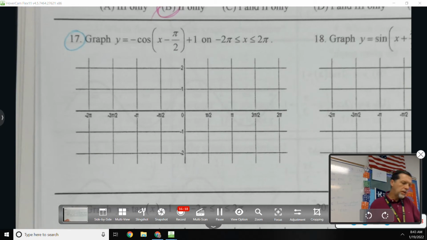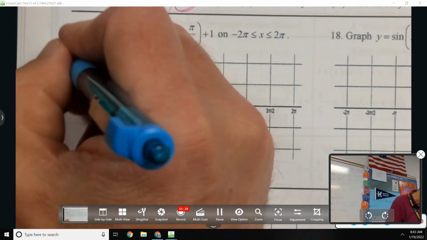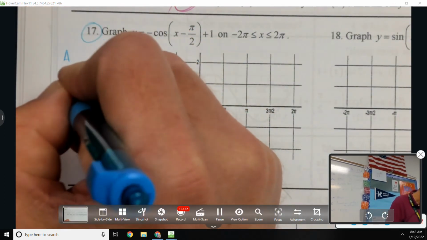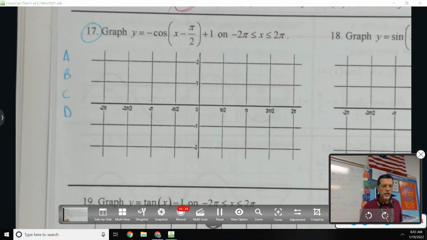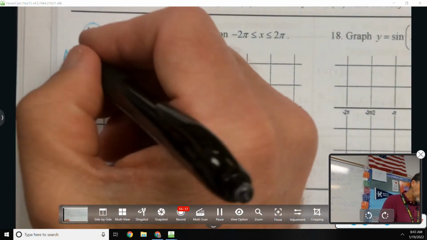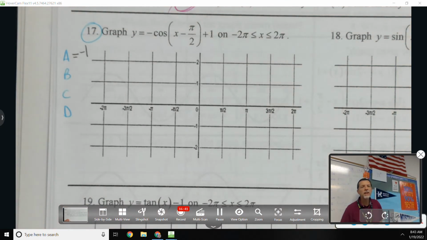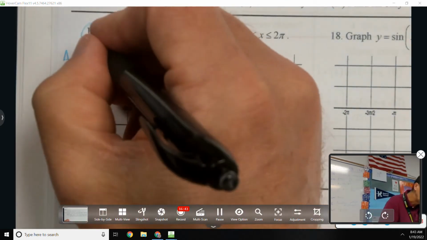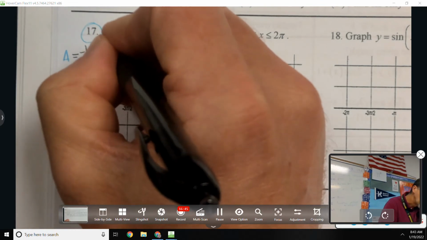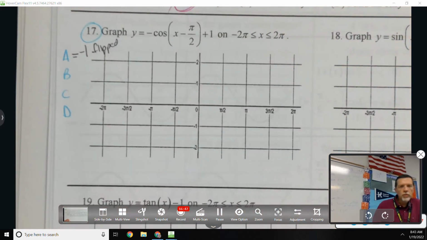I'm thinking ABCD still. To me, that's the easiest way to handle these. ABCD, DCBA. So what's A for this, for number 17? What's the amplitude? Yeah, I should be careful. A is -1. Amplitude officially is 1. But that negative means it's flipped, so I need to be careful. So amplitude of 1, but it's flipped.